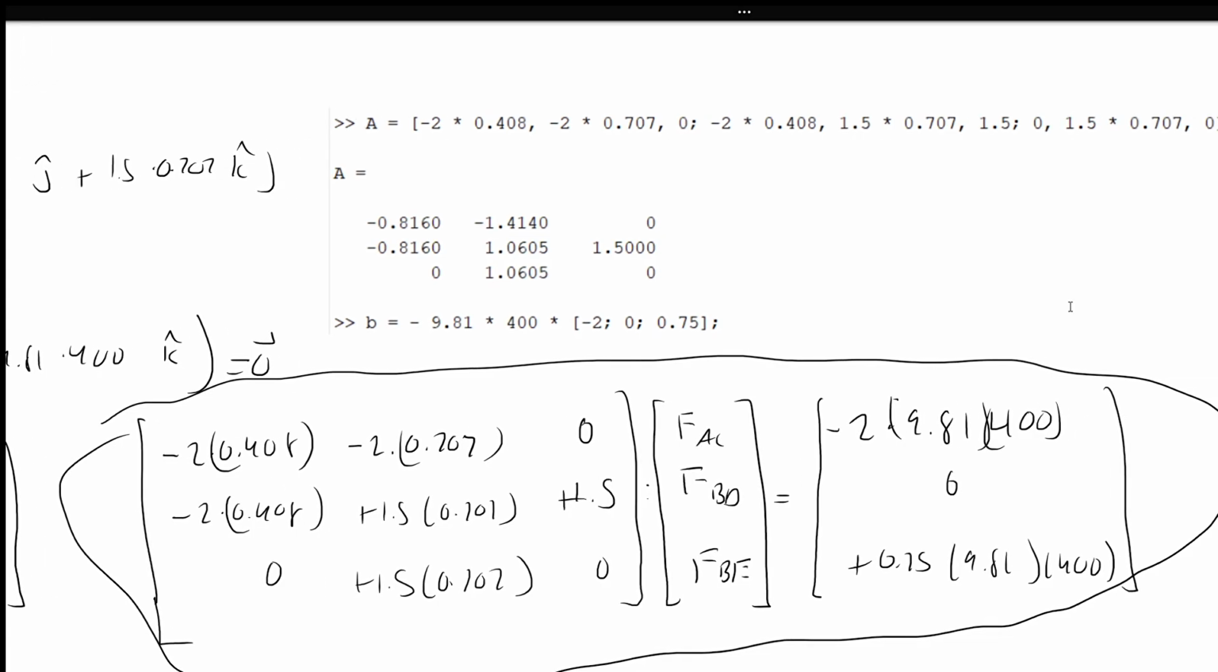Alright, so this is minus 4,000 newtons, oh I guess I should say what these are. So this is T_AC equals minus 4,810 newtons if I'm rounding. T_BD is minus 2,780 newtons, and T_BE is minus 654 newtons.